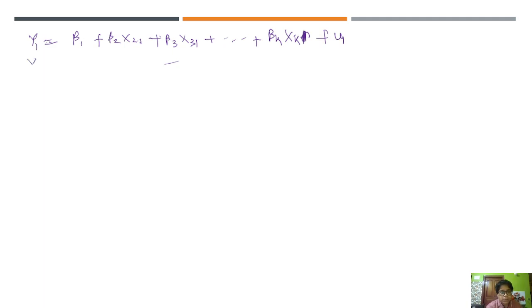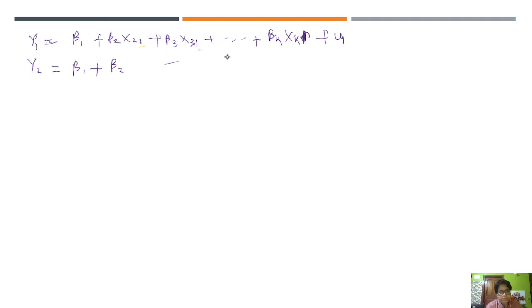Then you are going to write it for the second observation: beta 1 plus beta 2. Here, which part are we going to change? You are going to change this part.